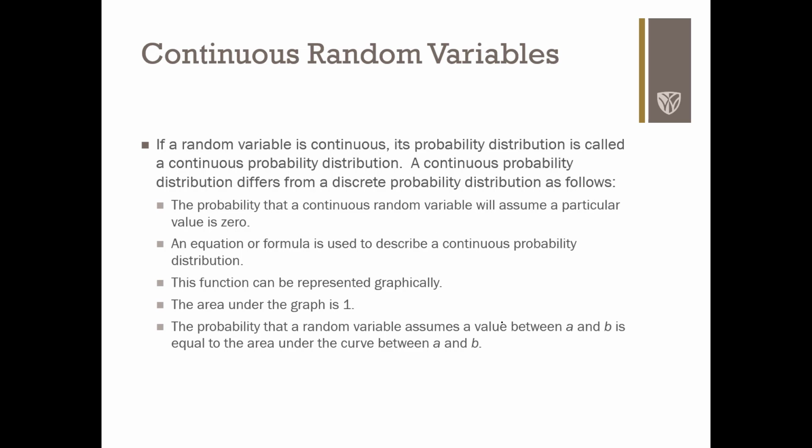So just to summarize, for continuous random variables, the probability that a continuous random variable is equal to some particular value is always equal to 0. We're going to use an equation or a formula to describe a curve that will define our continuous probability distribution. The area under that curve is going to be exactly equal to 1, and the probability that a random variable takes on a value between a and b is just the area under that curve between a and b.